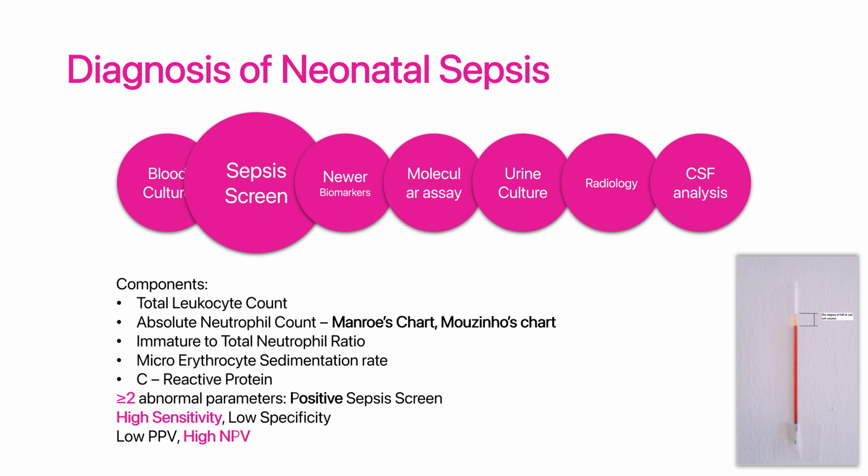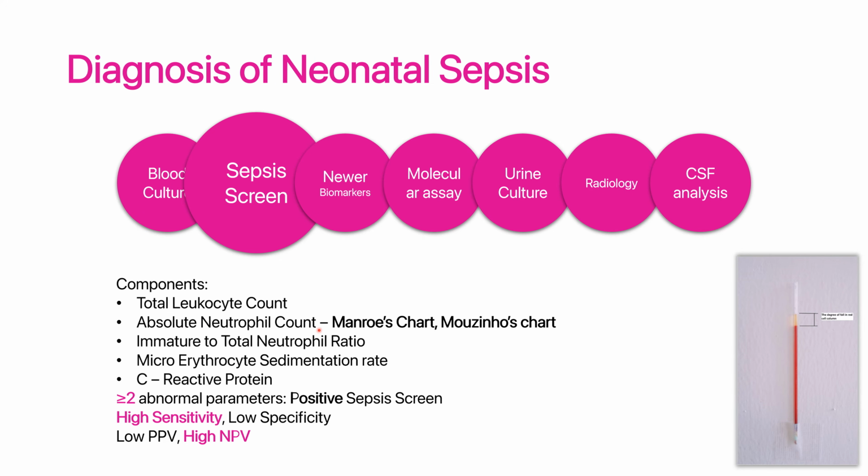Second most important is sepsis screen. What are the components of sepsis screen? There are 5 components of sepsis screen. First is total leukocyte count. Second is absolute neutrophil count. Third is immature to total neutrophil ratio. Fourth is micro erythrocyte sedimentation rate or micro ESR. And fifth is C-reactive protein or CRP.